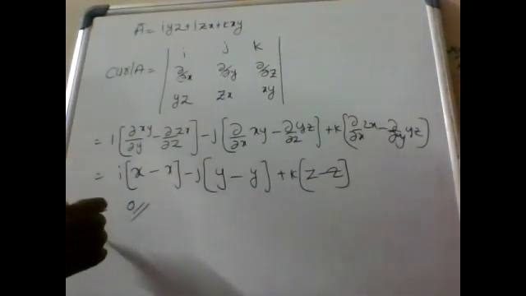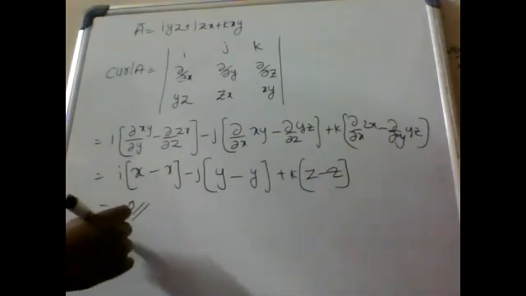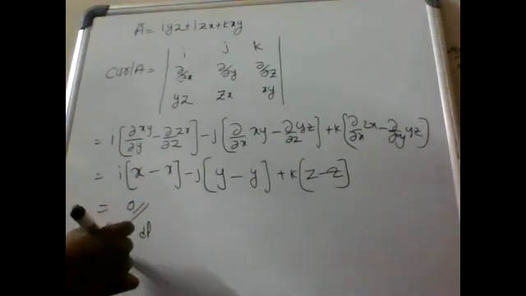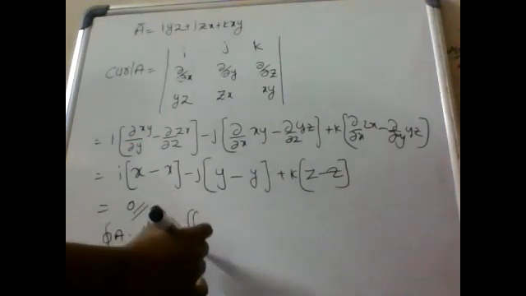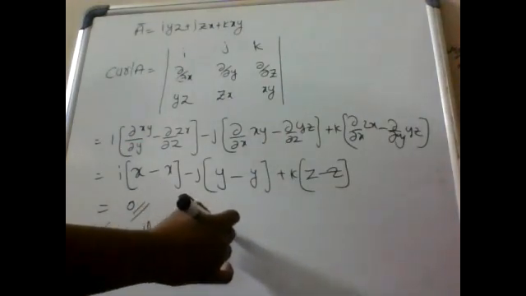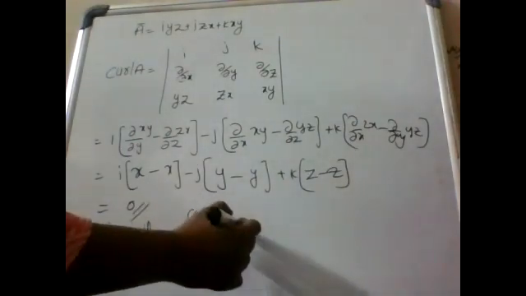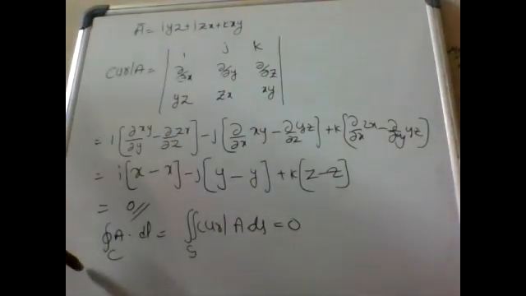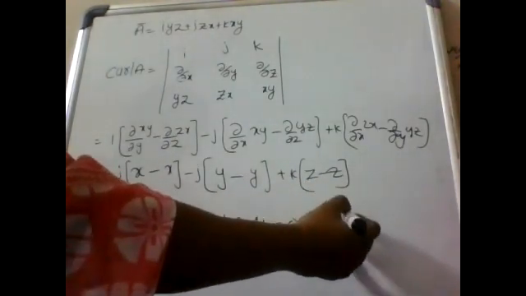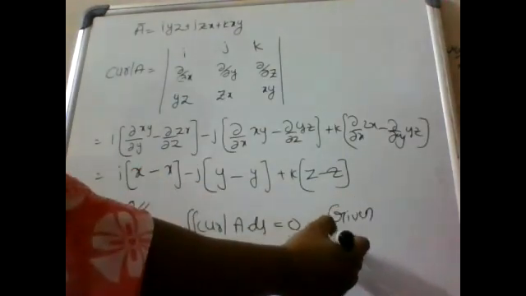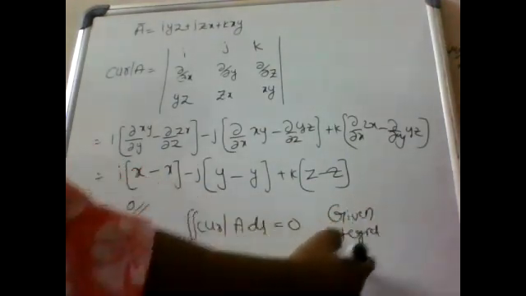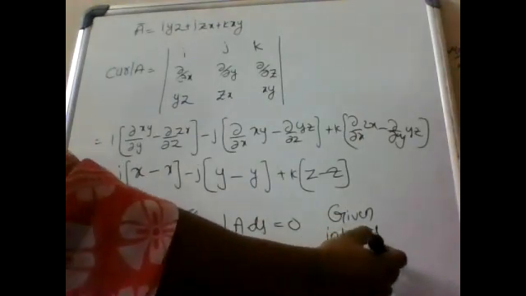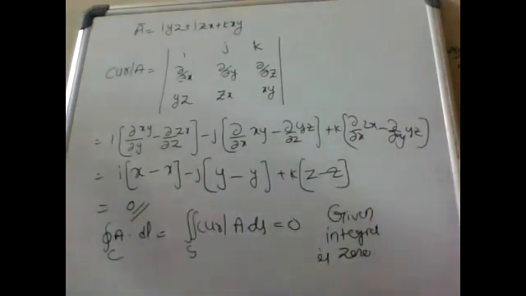So by Stokes theorem, integral A dot dl equal to surface integration curl A dot dS equal to 0. Here curl A value 0. We can write given value 0. That means given integral is 0. This is from Stokes theorem.